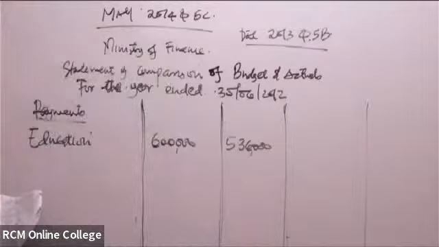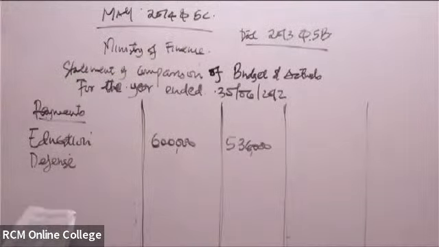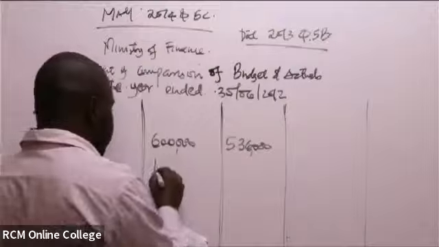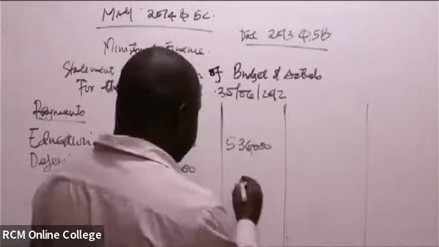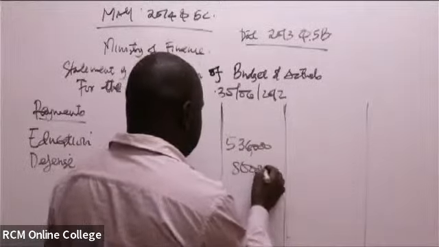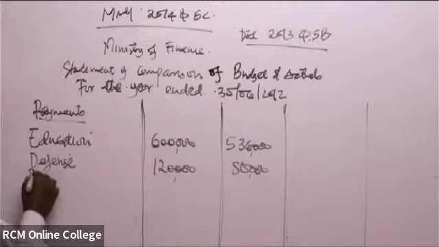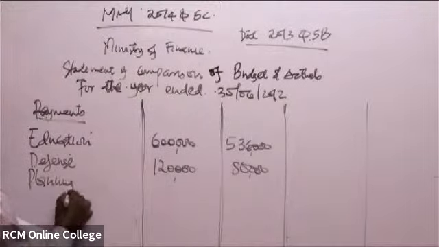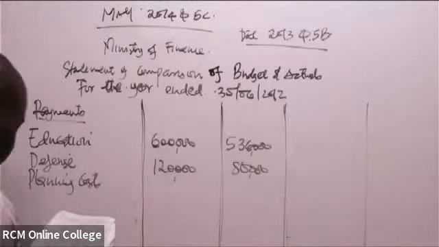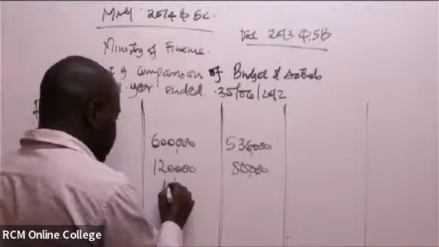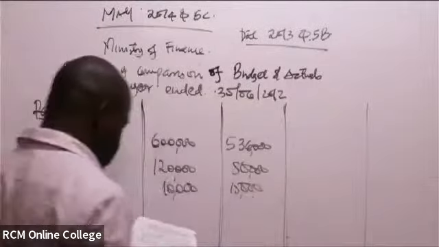536 billion. Then the Ministry of Defense, they were anticipating they'd end up having to spend 120 billion. But in this case, they actually spent 80 billion. The Ministry of Planning, they have said it's planning cost. It's not our ministry, but there's some planning cost there. So they were expecting they'd spend 10 billion, but they spent 15 billion.